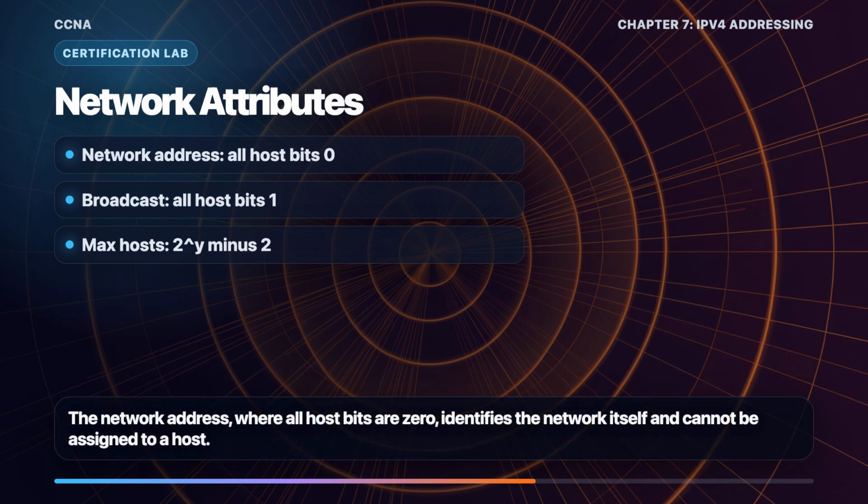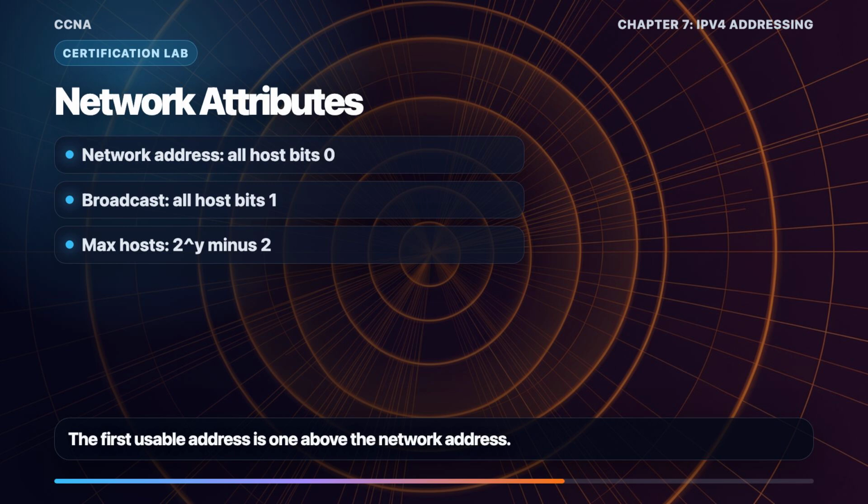The network address, where all host bits are 0, identifies the network itself and cannot be assigned to a host. The broadcast address, where all host bits are 1, sends a message to every host on the network. The first usable address is 1 above the network address. The last usable address is 1 below the broadcast address. For a /24 network, that gives you 254 usable hosts. 2 to the power of 8, minus 2. The minus 2 accounts for the network and broadcast addresses.